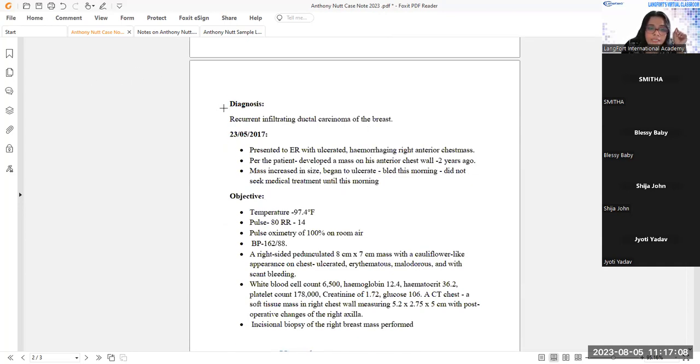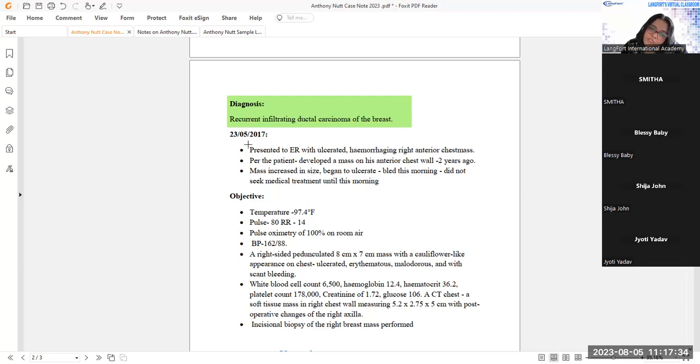I want you to think: should I include the latest diagnosis? Yes, of course. But I want you to go through everything from the 23rd objective as well as these, and tell me what are the things that I need to include. Keep in mind, hospice care is the purpose. Come on, tell me. Blessy or Shija, Jyoti, try it.